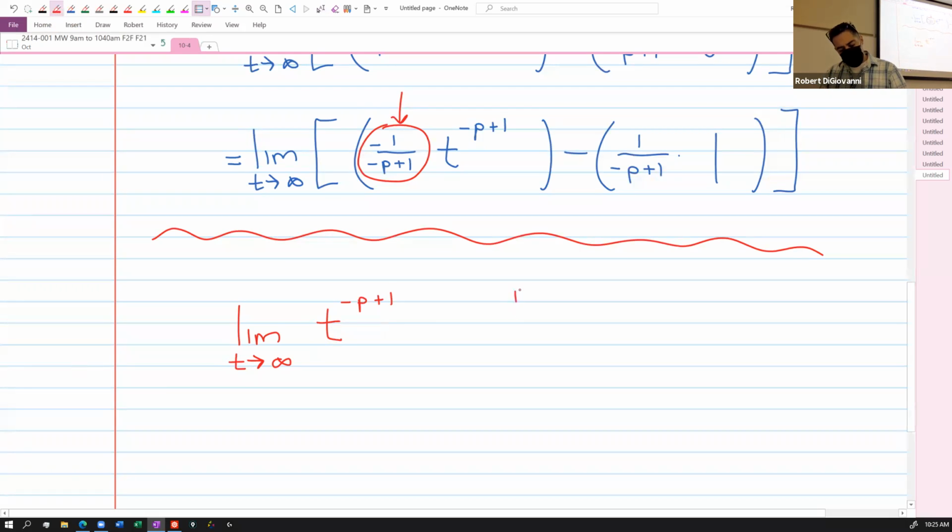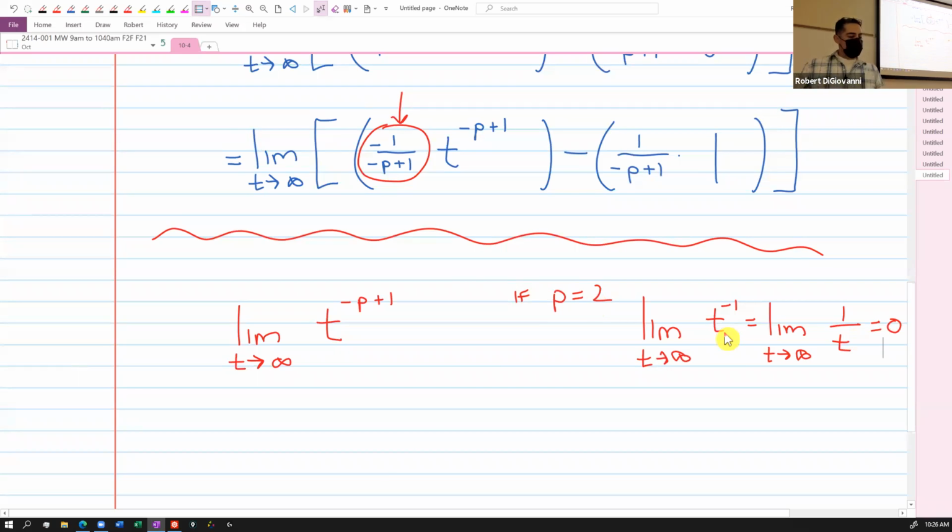If p was 2, then that limit becomes the limit as t goes to infinity of t to the negative 1, isn't it? Which is really the limit as t goes to infinity of 1 over t. And where does that go? That goes to 0, doesn't it? If p was a 2, you would get a negative up here, and that would drop the t down to the denominator and make it go to 0. Would the same thing happen if p was 3? You'd get a negative up there, wouldn't you?